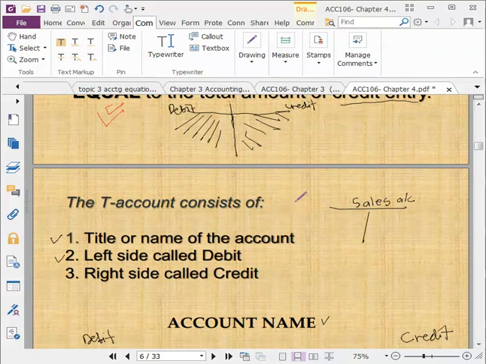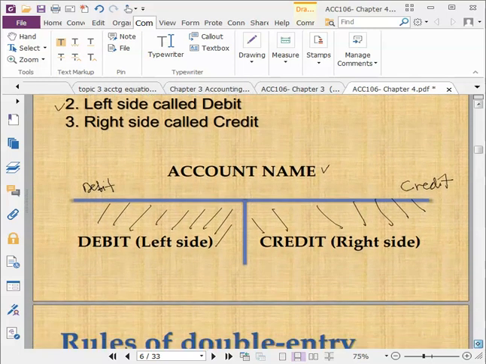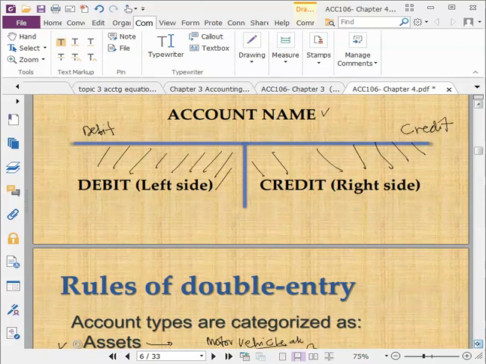The T account consists of the title or name of the account, the left side called debit, and the right side called credit. So the right side is credit, the left side is debit. Left side debit, right side credit.